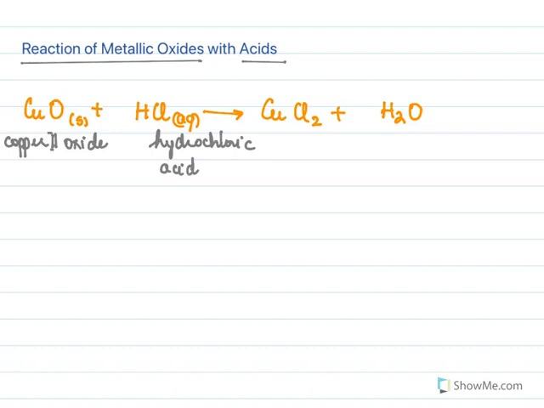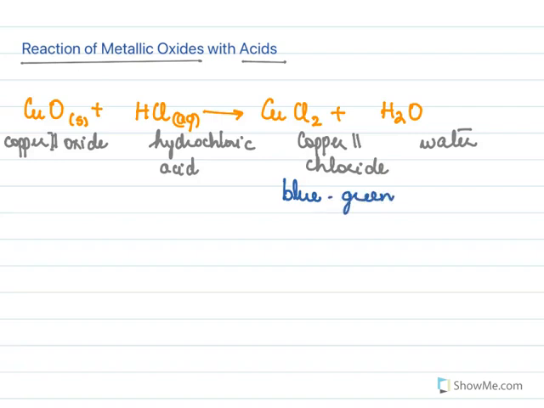You get a salt of copper 2 chloride and water. In fact, the color of copper chloride is blue-green in color. So there is a change of color in this reaction.